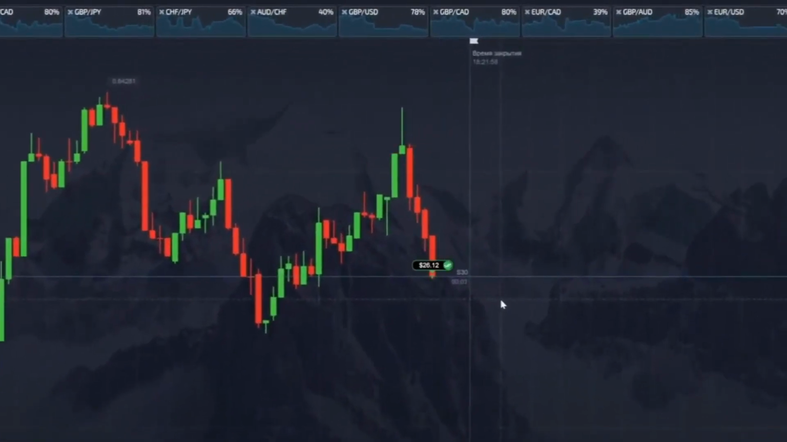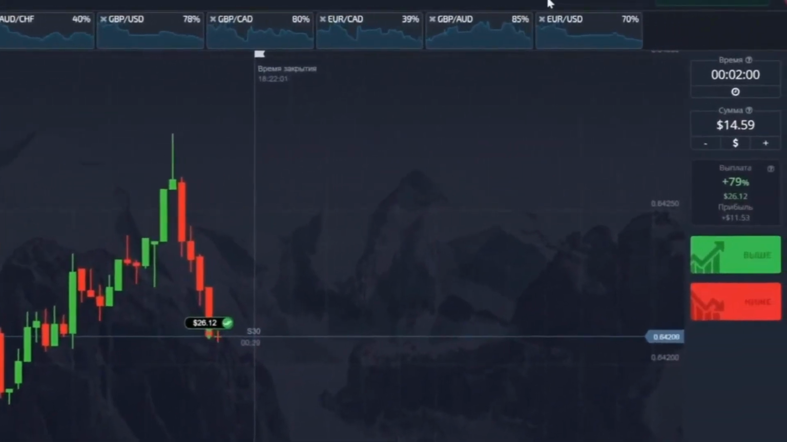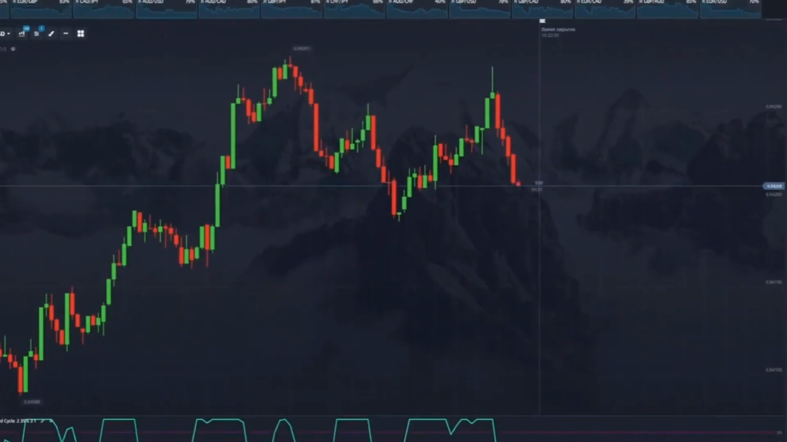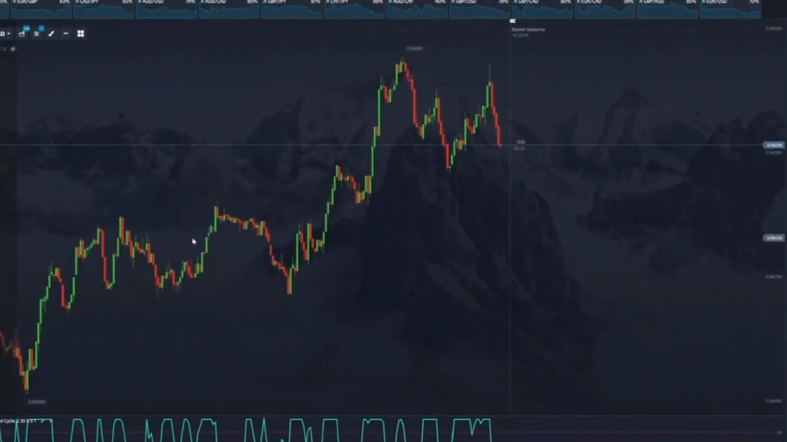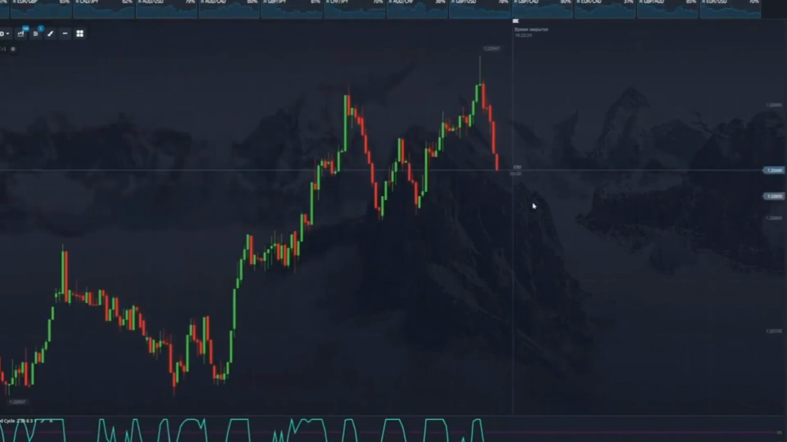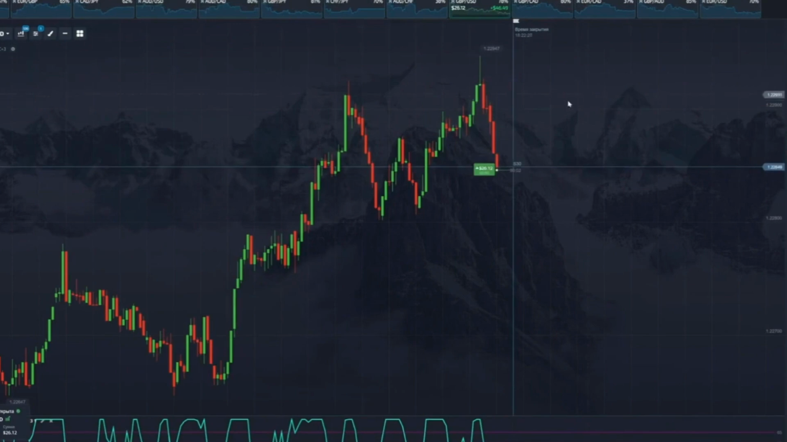And my trade closes in profit, friends. My balance is already $26.12. Let's scroll through some other currency pairs to find a suitable entry point. Let's go ahead and stick with the pound-dollar pair. I'm immediately entering an upward trade with my entire balance.